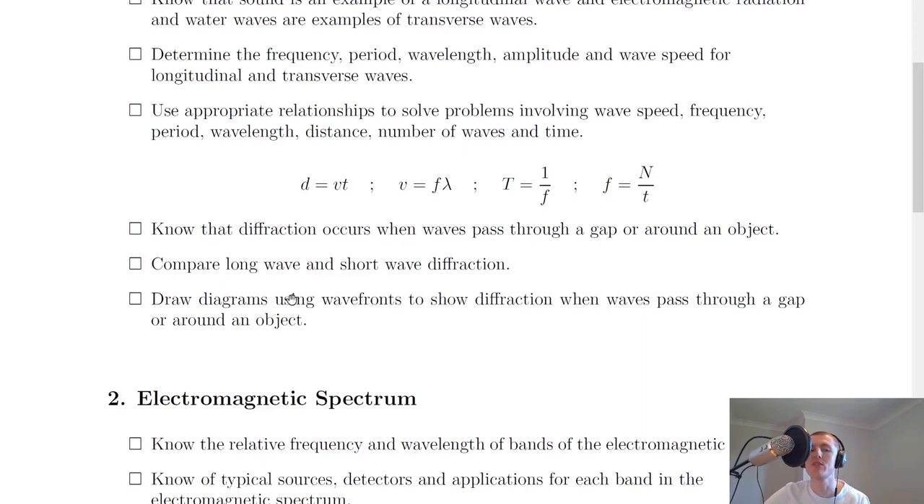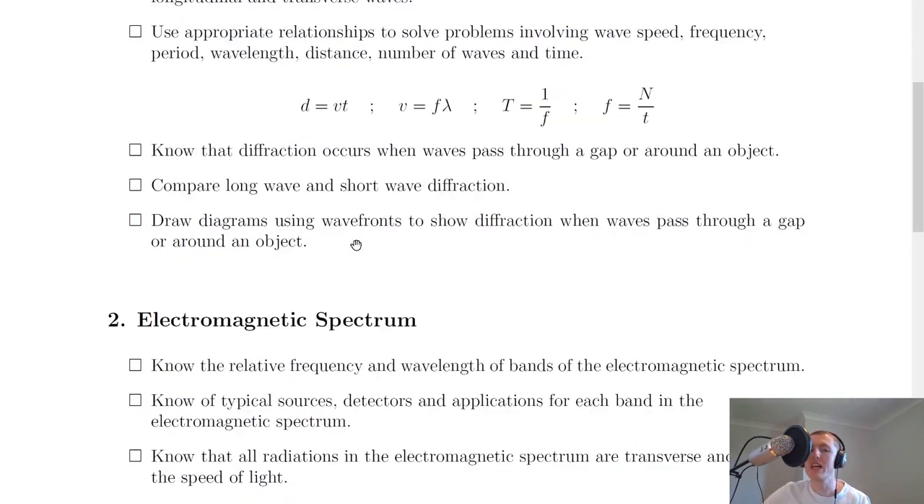Lastly, for section one, it says to draw diagrams using wavefronts. Remember, they were just straight lines to show diffraction when waves pass through a gap or around an object. And remember, we did that in the worked example video for diffraction and wavelength.